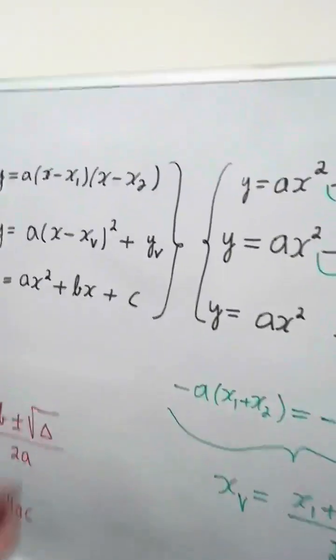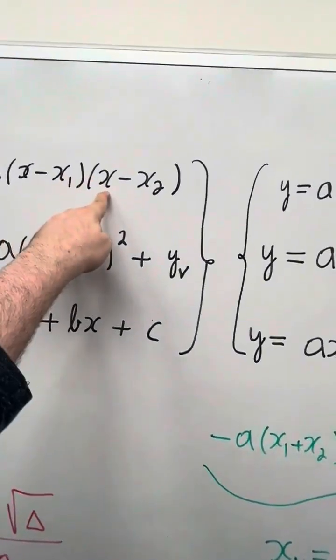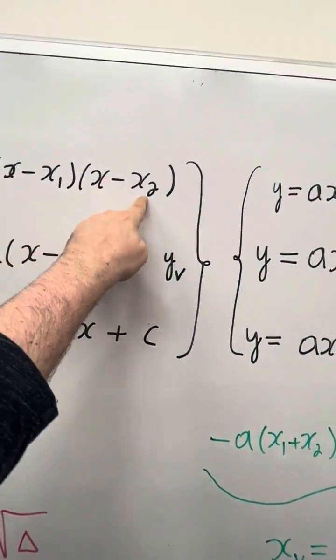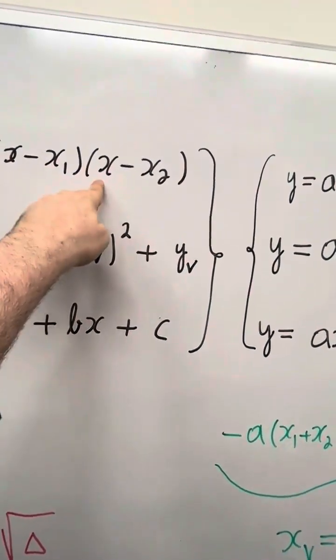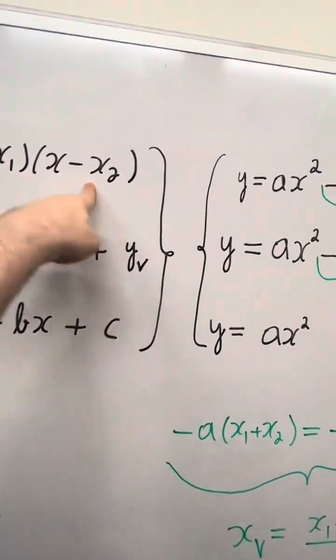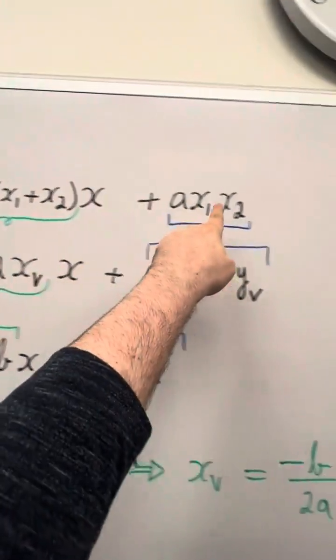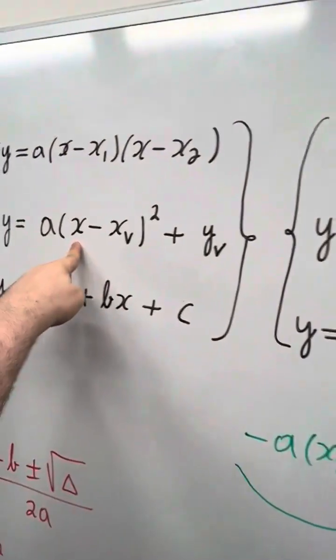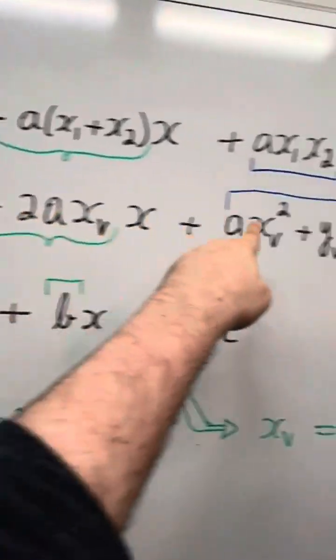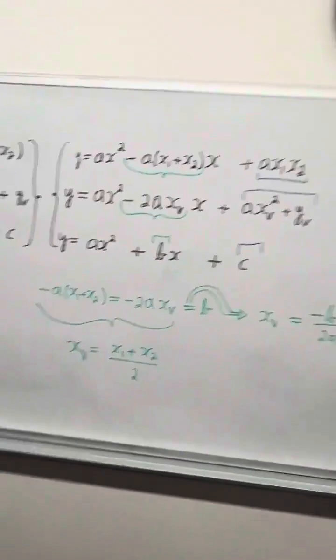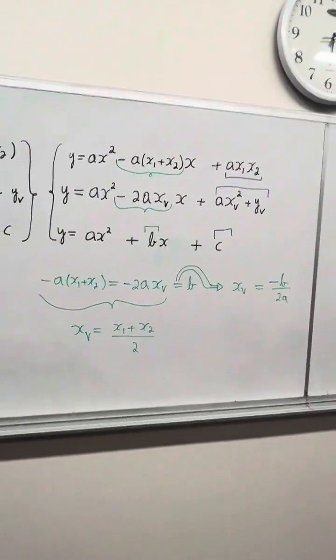So I just expanded. I multiply x by x, I found x squared, x by minus x2, minus x1 times x, minus x1 times minus x2. Then I multiply everything by a, and I found this equation here. I expanded my square here. I found my second equation here. Okay, that's how I found the equations.